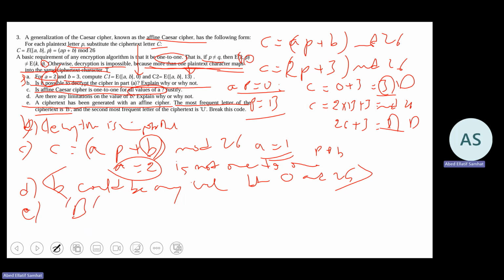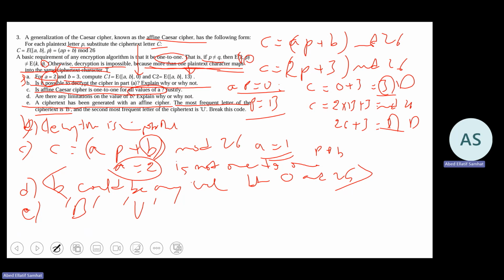And the second most frequent letter is U. Is it possible for you to break this code? If you remember in the course, we see what could be the most frequent letter, and what's the second most frequent letter, and based on that we can detect what's the value of A and B.